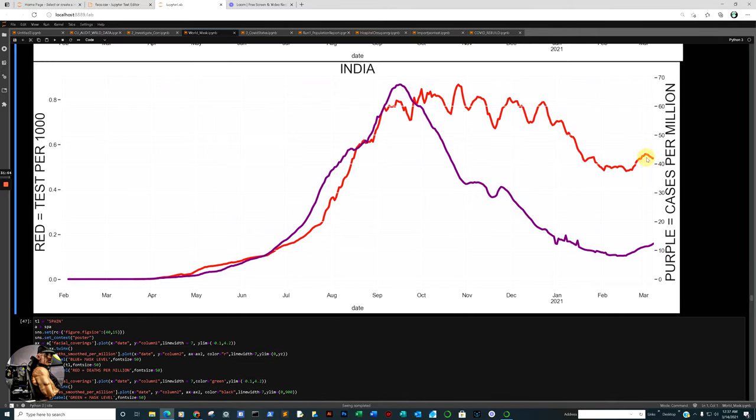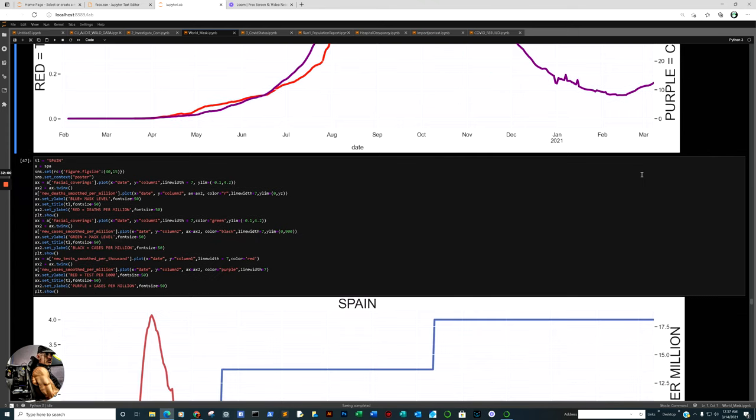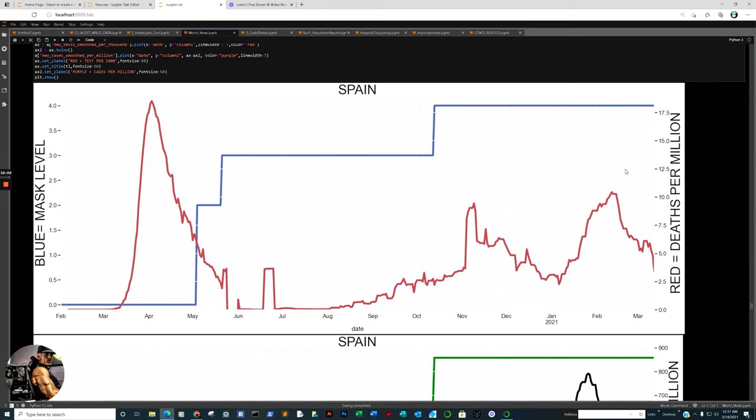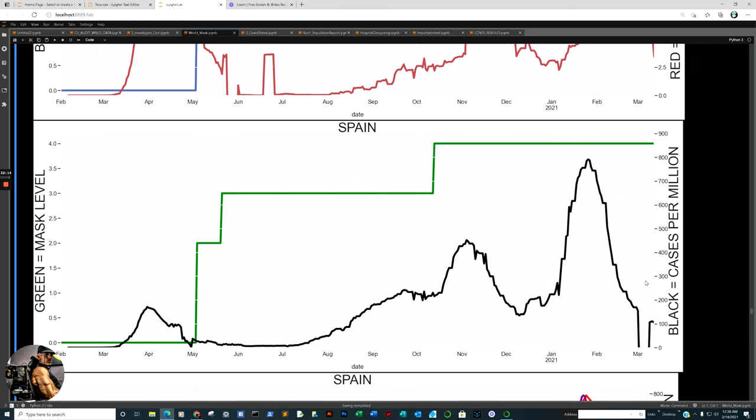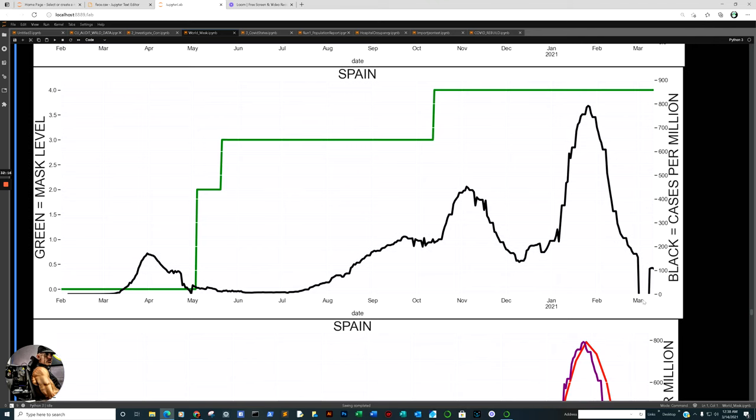Nice separation there between extra tests per thousand and cases per million. I like to see that grow. The more you test, the less case you find. That's a good sign. Spain, again, data collection seems to be a little torqued, but there it is. There's your deaths per million, and there's your mass level, which we're not going to pay attention to much anymore. Again, sloppy data reporting. No clue what went on with that.